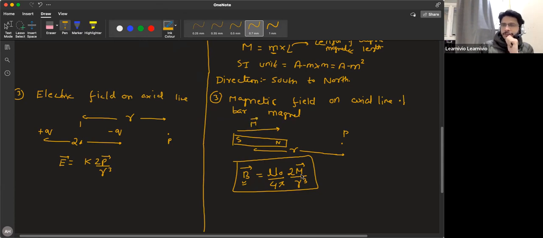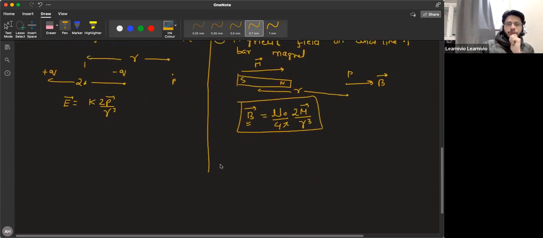So this expression says that on the axial line, the direction of magnetic field is the same as that of magnetic moment. If the magnetic moment is acting to the right hand side, the magnetic field is also to the right hand side. So the direction of field is the same as that of magnetic moment on the axial line. And there was one more thing, which was on the equatorial line.